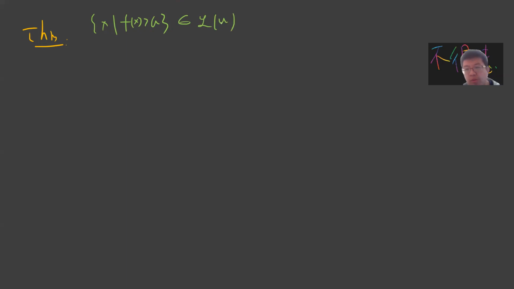I use a previous notation, or maybe I use this one. These are all the measurable sets of mu. So this is my definition. You can easily check that the following are also measurable.